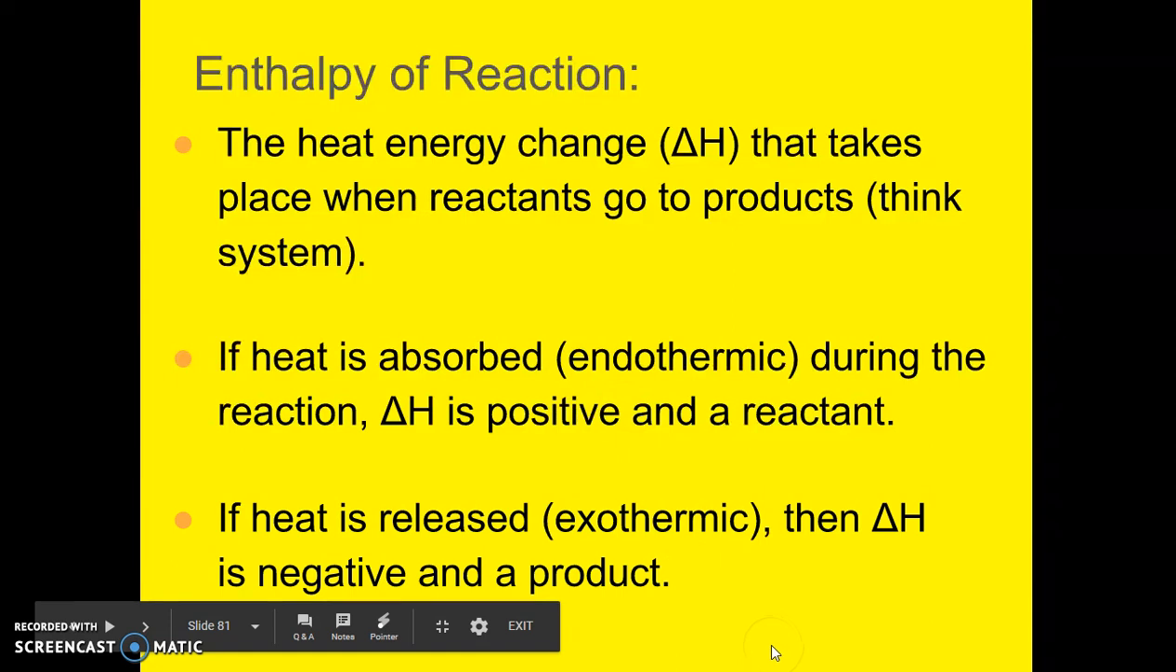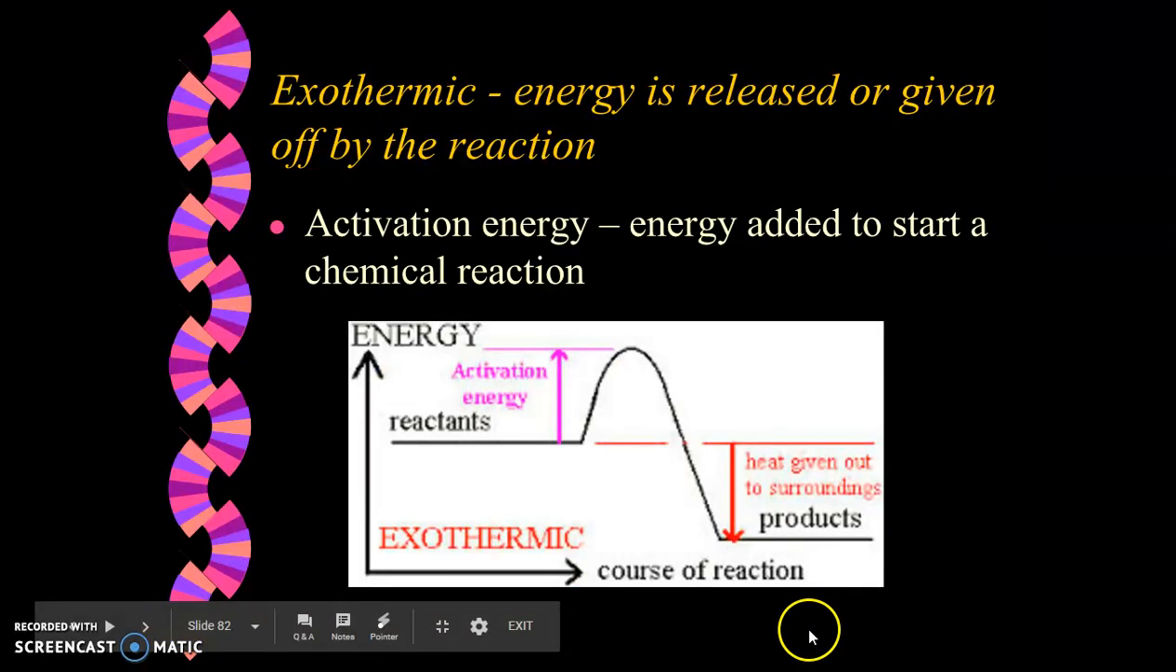If heat is released in an exothermic reaction, then the change in H is going to be negative. You are losing heat to the surroundings, so you're losing energy to the surroundings. It's going to feel hot, but it's a negative change in energy availability for that reaction because it's losing it to the area around. And heat will be listed as a product.